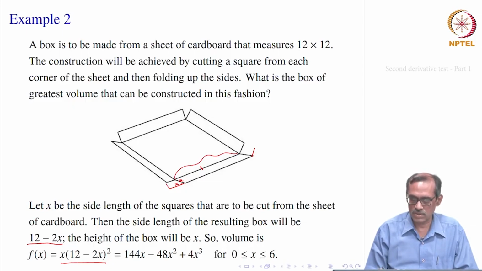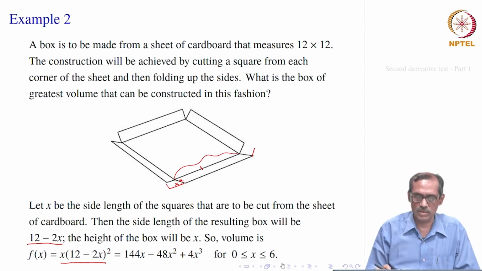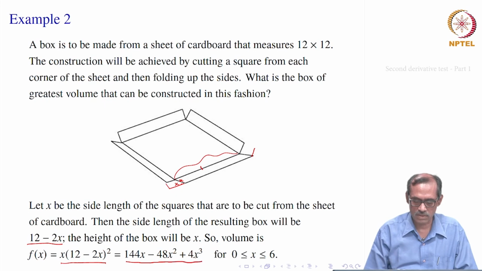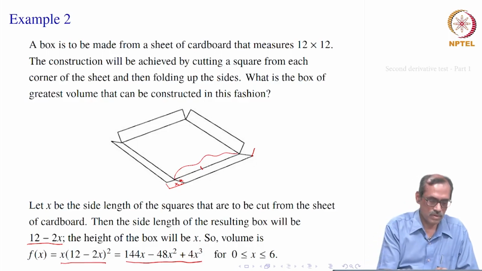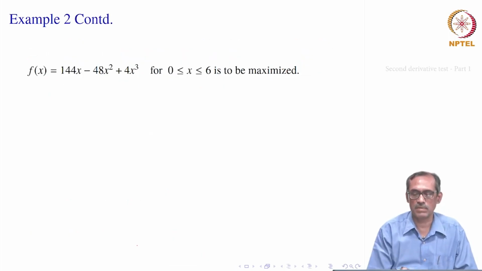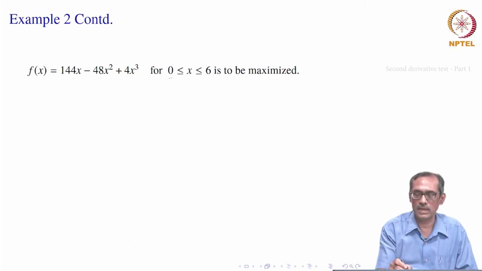Of course, 0 and 6 will not give the extreme values. They will be 0 really. So, that will not maximize, that will minimize. Okay, but let us keep the problem as it is and see what happens. So, our f of x is x times (12 minus 2x) whole square, which we expand: 144x minus 48x square plus 4x cubed. That is fine. Now, we want to maximize this function f of x equal to this, which is defined on the closed interval 0 to 6.